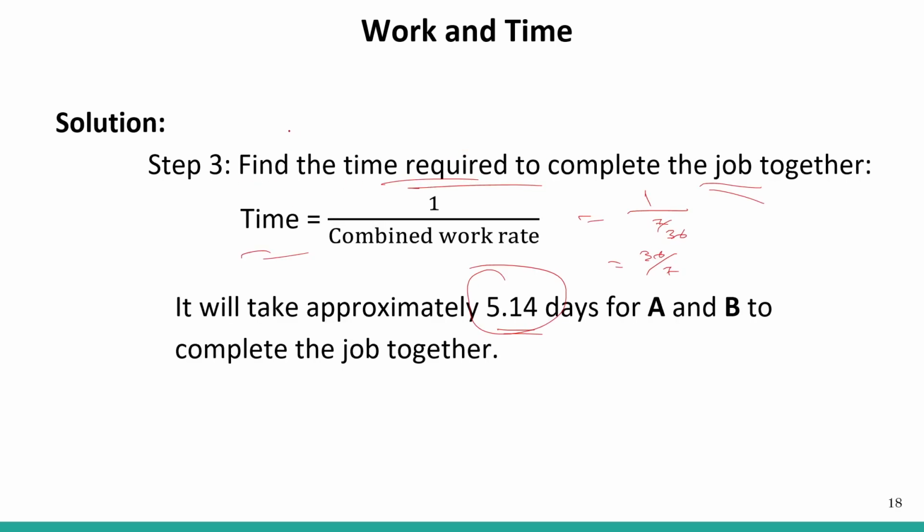So then we found the time required to complete the job together. Okay, so time is equal to what? 1 by work rate, or 1 by combined work rate in this case. So 1 by combined work rate was 1 by 7 by 36. So taking the reciprocal of 7 by 36, we arrive at 36 by 7, that is equal to nothing but 5.14. Okay, so this is the correct answer. So it will take 5.14 days for A and B to complete the job together.